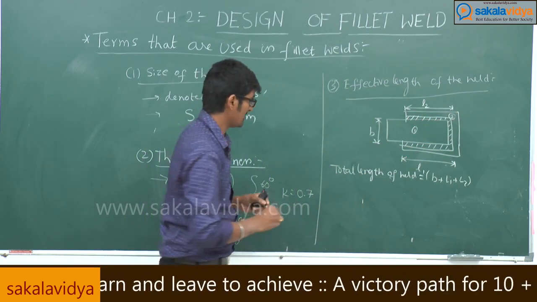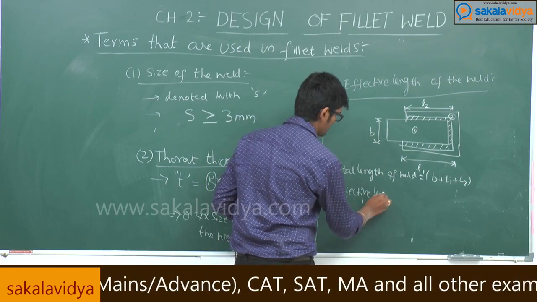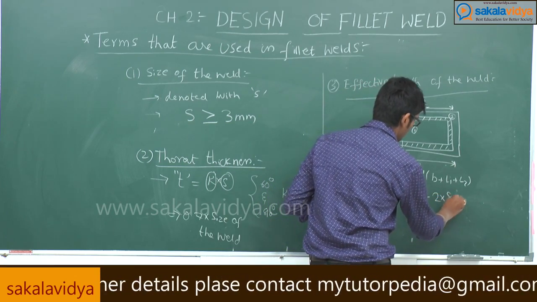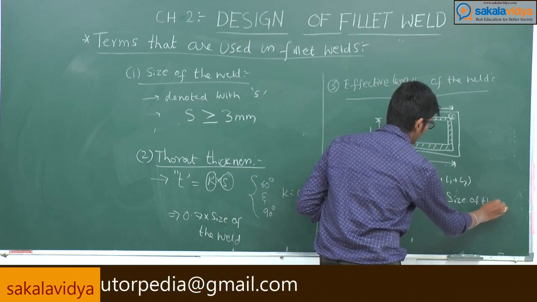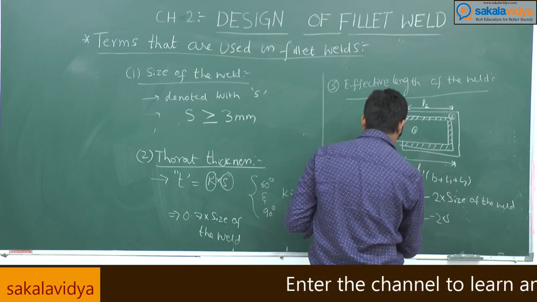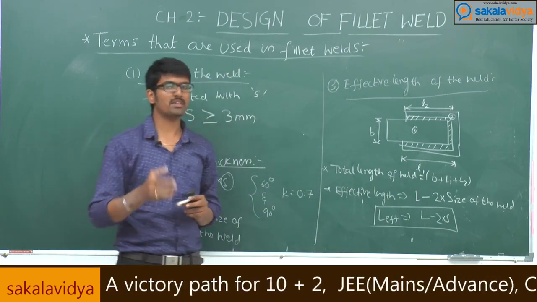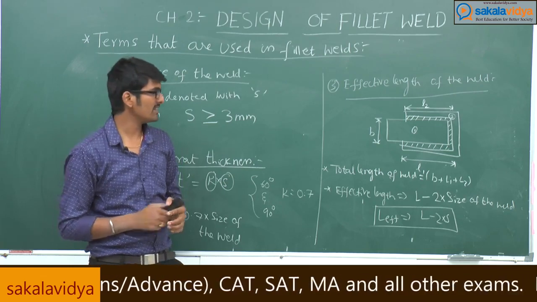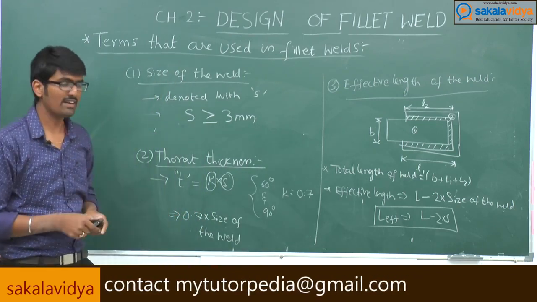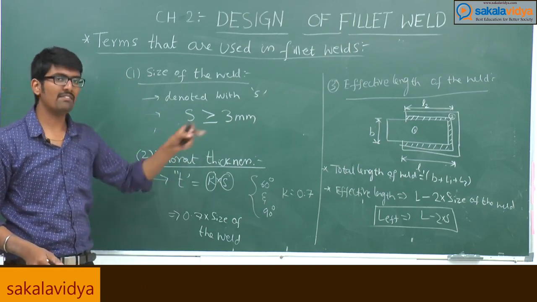So what is effective length? Effective length is equal to total length minus 2 into size of the weld. Simply we can write L minus 2 into S. So total length is different and effective length is different. The total length is the summation of the lengths of the weld. But if we subtract 2 times the size of the weld, we get the effective length. So this is the size of the weld, which must be greater than or equal to 3 mm, throat thickness and effective length of the weld.